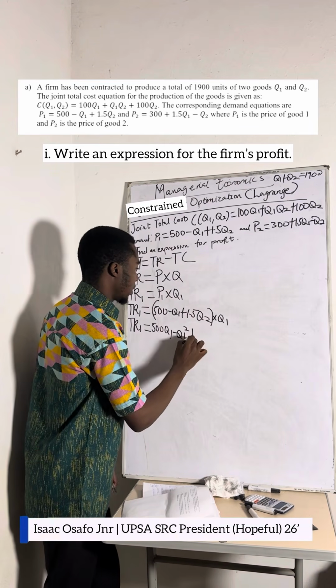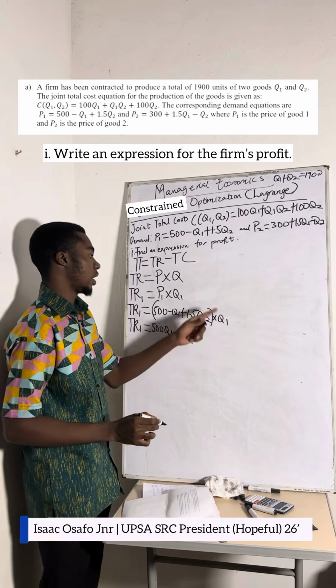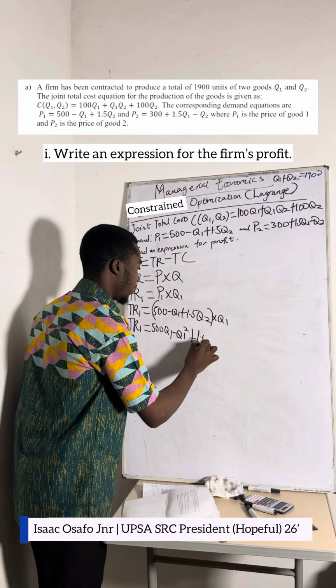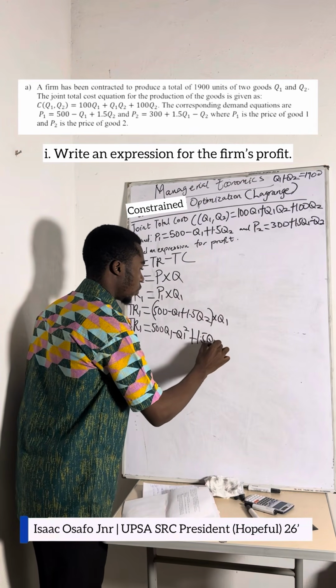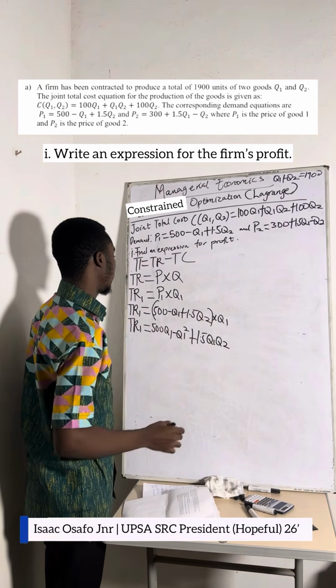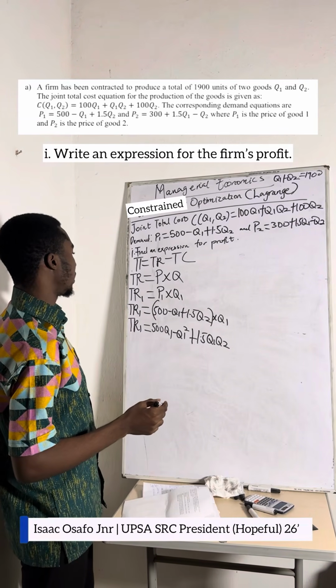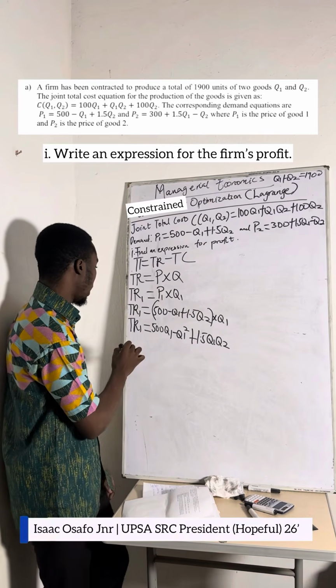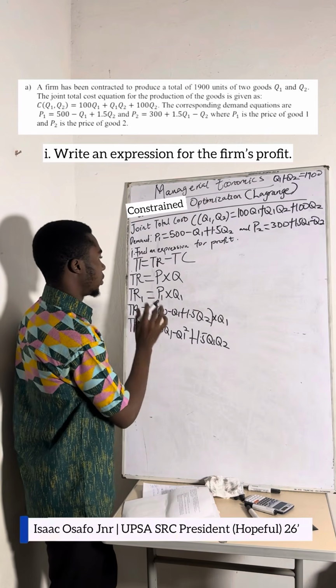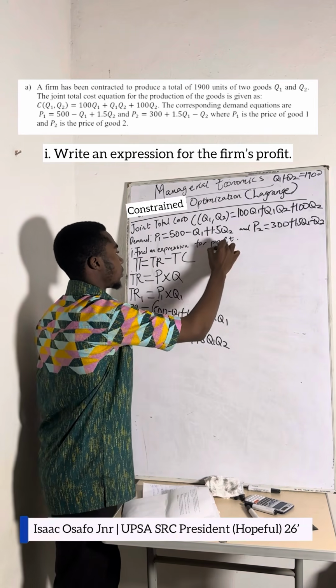Then plus 1.5 Q2 times Q1 should give us 1.5 Q2 Q1, or Q1 Q2. Do you get it? So that's for our TR1. Now let's also find it for our TR2. Okay, let me do it here.